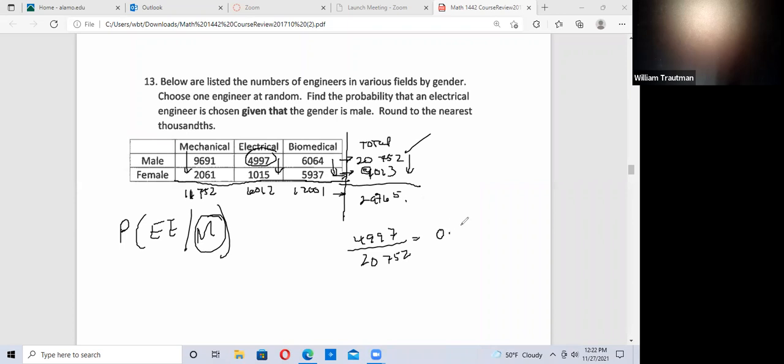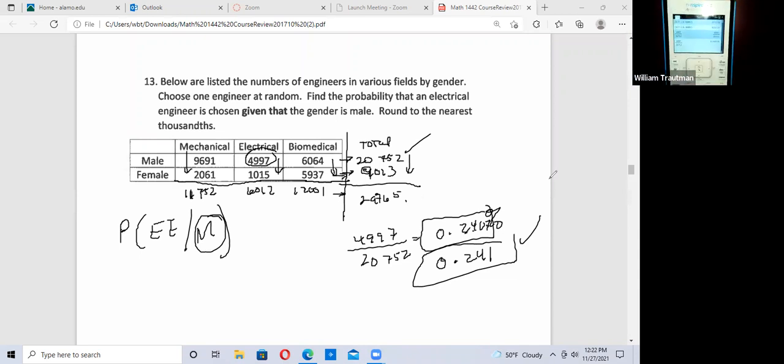And the decimal equivalent is 0.24, so about 24%. Rounded to the nearest thousandth, one more decimal place, this answer here. It said given male, so we're only concentrating on males. The only numbers we're looking at are males because it said given that they're males. So 4997 over the total males, that 20,000. And this is what you got.